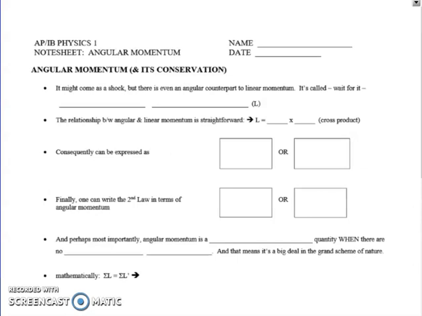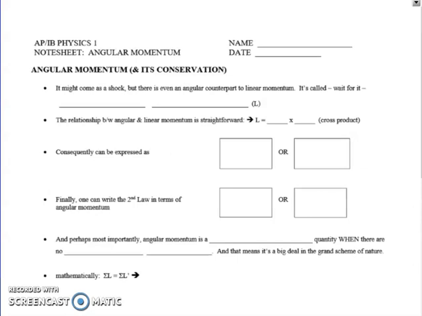Angular momentum and linear momentum, while they're related mathematically, are independent of one another. They are two different aspects, unlike kinetic energy and rotational energy, which are similar aspects of the same thing. Okay, so we're going to see that's important down the road. All right, so let's get into it because I really want to focus on conservation of angular momentum.